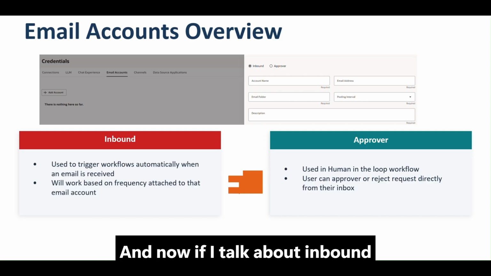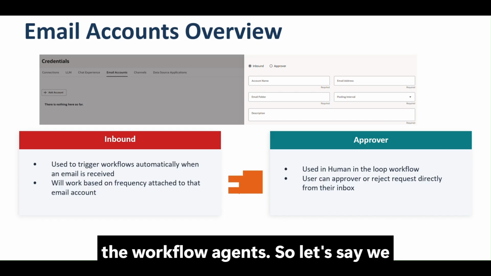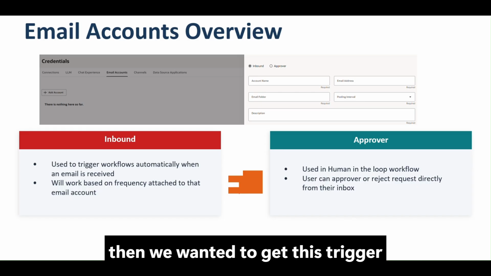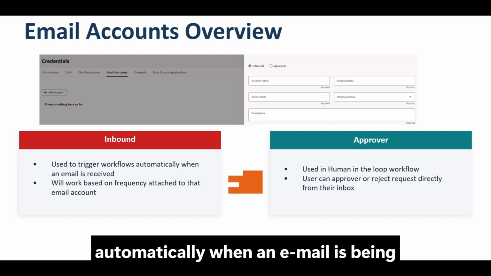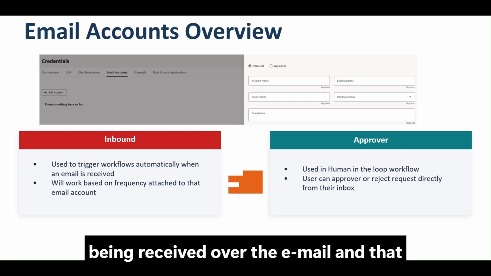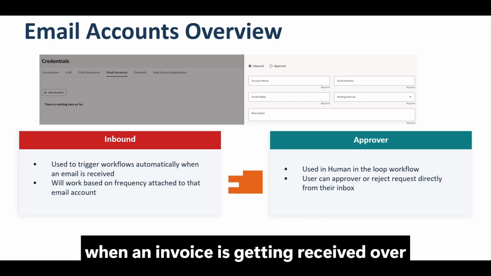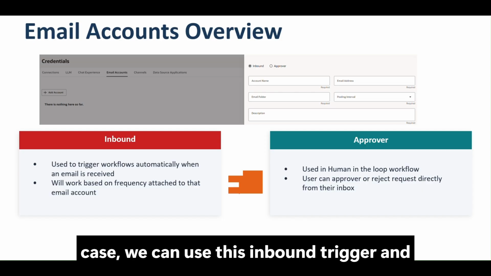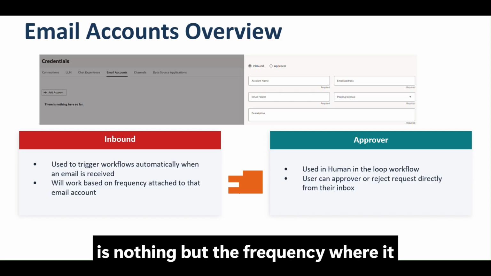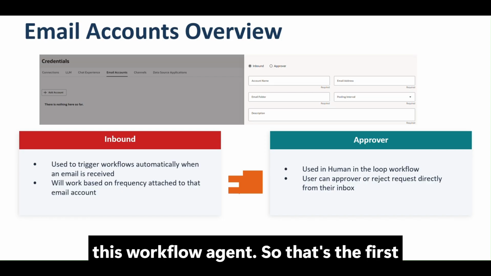Now if I talk about the inbound email account, that is used to trigger the workflow agents. Let's say we have created a workflow agent which will do some processing, and we want it to be triggered automatically when an email is received. Let's say we created an agent which will accept the PDF received over the email and create an invoice. So we want that to trigger automatically when an invoice is received over that email account. In that case, we can use this inbound trigger and configure that account, and there is a thing called polling interval. This is nothing but the frequency at which it will check those emails and then trigger this workflow agent. So that's the first part.